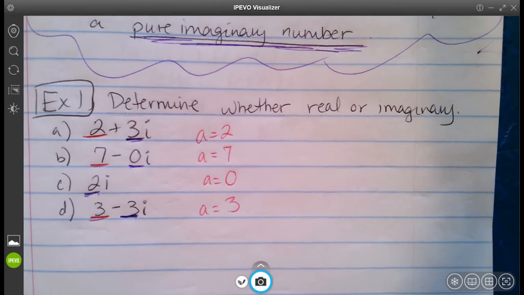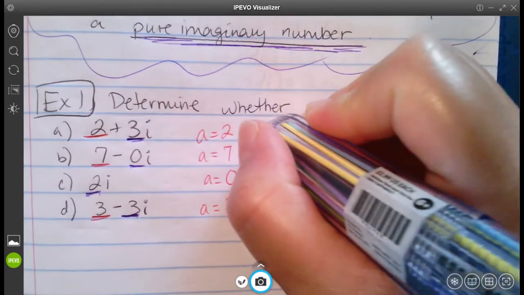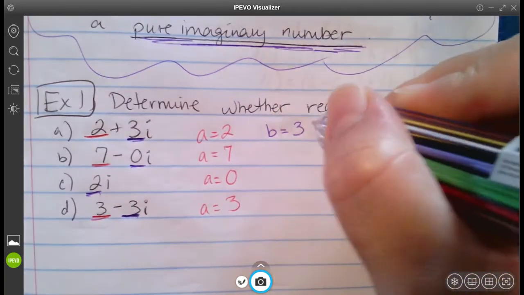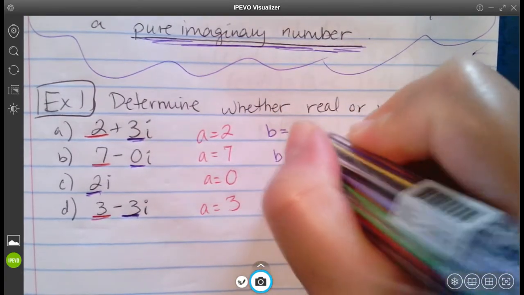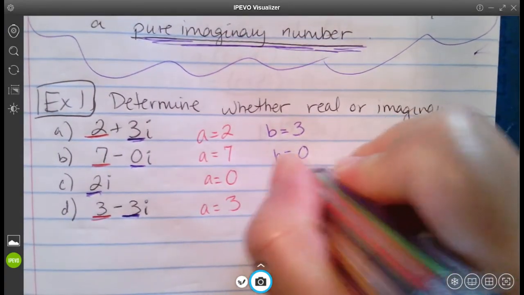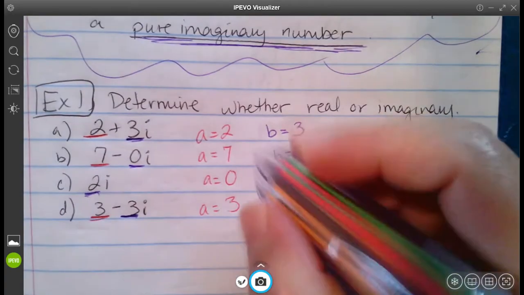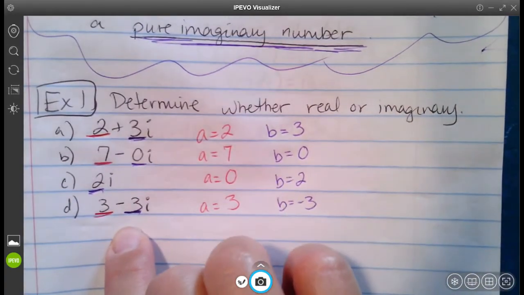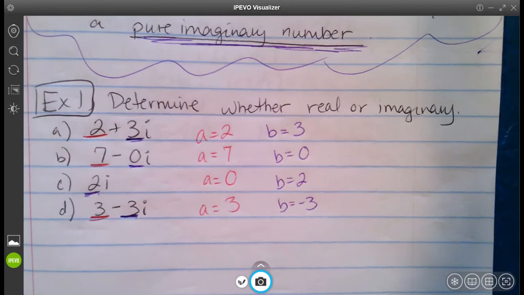Great. I'm going to do the same with the imaginary numbers. So the b, remember that's bi, is equal to 3 in this one. The b is equal to 0 in this one. b is equal to 2 for C, and b is equal to -3 for letter D. Okay, so now we can decide whether or not these are real or imaginary.